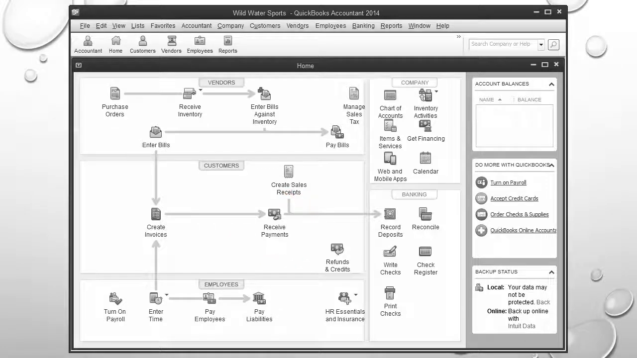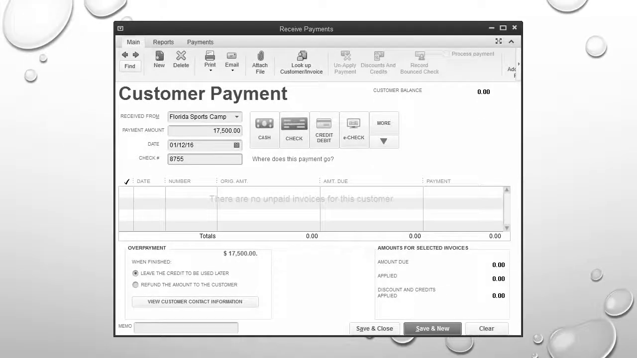Before, when we recorded some cash receipts as a result of the loan or stock sales, we recorded it directly as a deposit. So in this particular example, we're going to utilize the Receive Payment section to indicate this is a payment on behalf of a customer towards money they already owe us. When we received this amount, in this case $17,500, we received it from Florida Sports Camp. We got a check and we wrote down the check number.